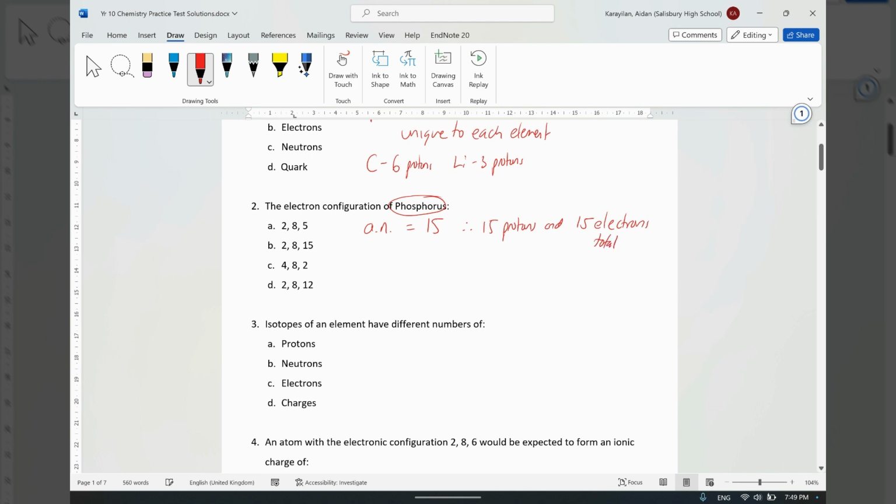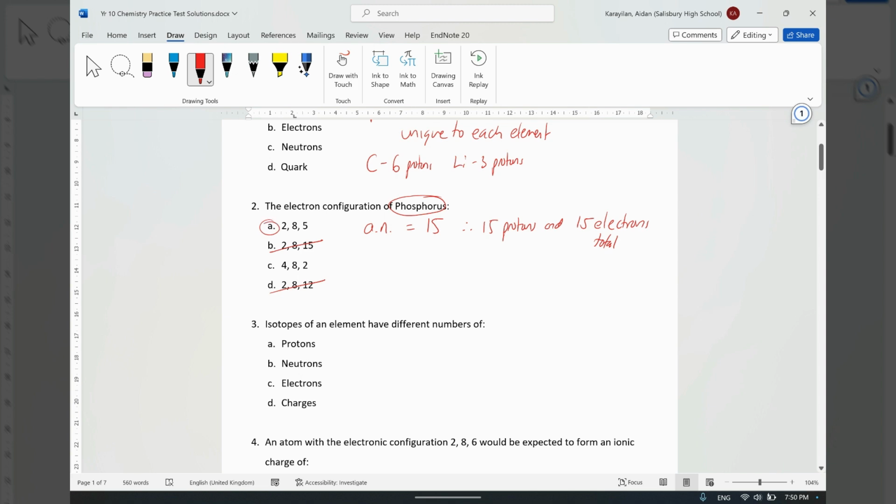So first of all, option B, we can cancel that out straight away because even though it has the number 15 there, that's in the outer shell, and we need 15 in total. So it's definitely not this one. D has way more than 15 in total, so we can get rid of that as well. And that leaves 2, 8, 5, so that is 15 in total, or 2, 8, 4, so that is 14. So we already can tell that it's going to be the top one here.